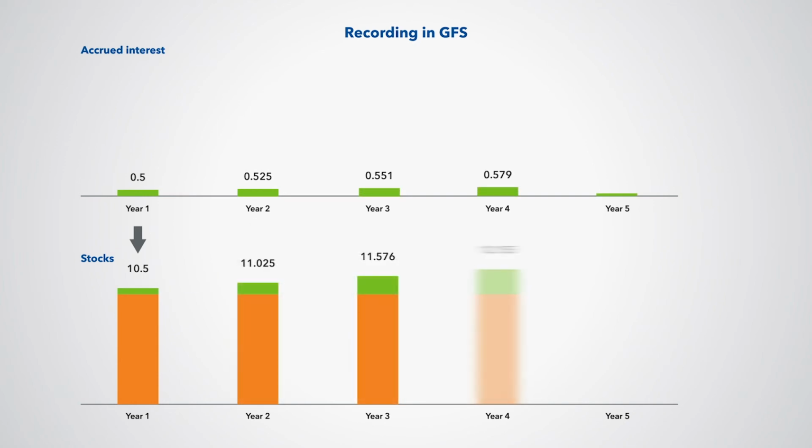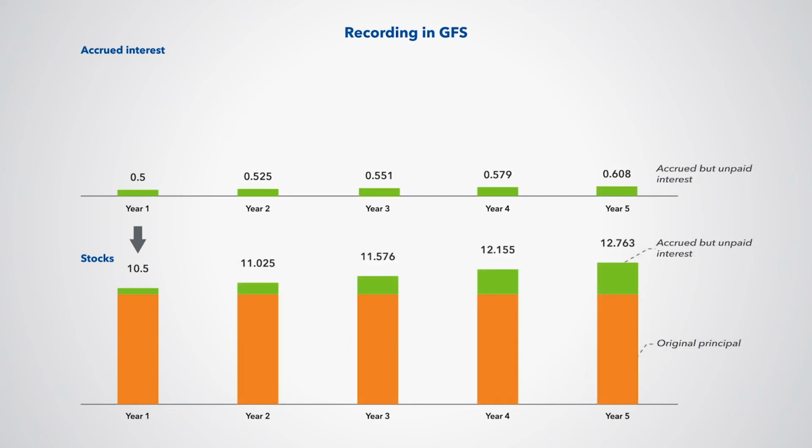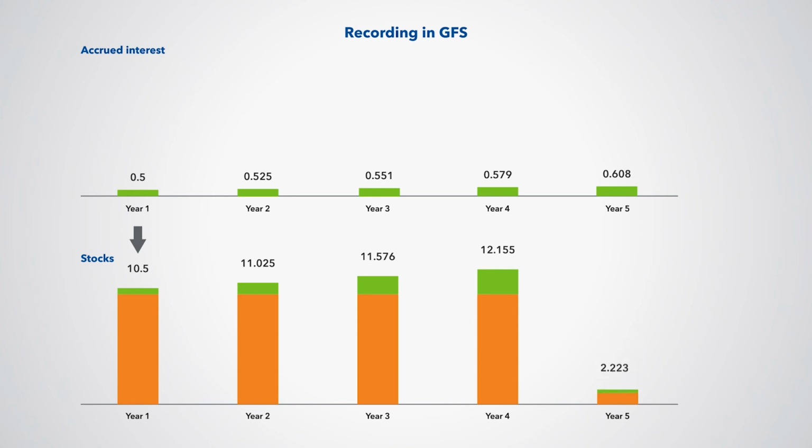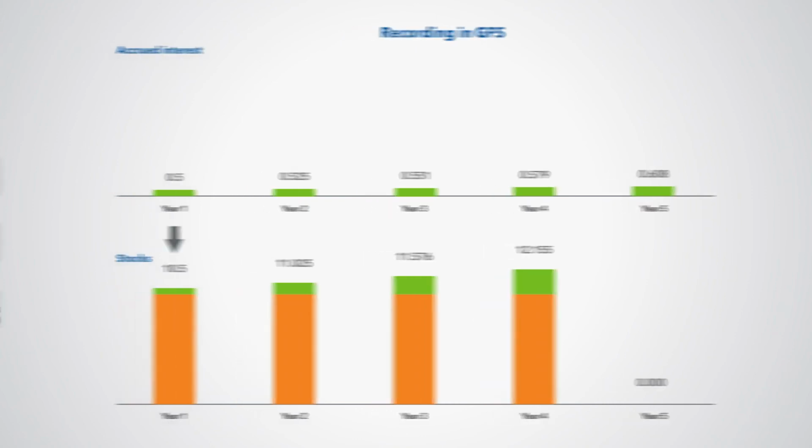Using the same approach, we can now calculate the interest accrued on the bond in all 5 years. At the end of year 5, the government will repay the whole amount, the originally borrowed 10 million, plus the accrued interest, so that we end with a liability of 0 at the end of year 5.